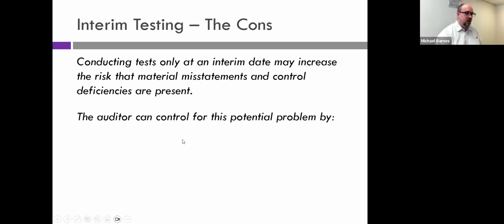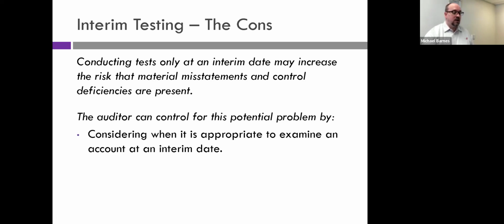So what are some cons? Well, testing controls at an interim date may increase the risk of material misstatement if control deficiencies are present. So if we test only at an interim date and things change, then what happens? Our assumptions that controls are operating effectively are no longer viable. So how can an auditor control for this potential problem?